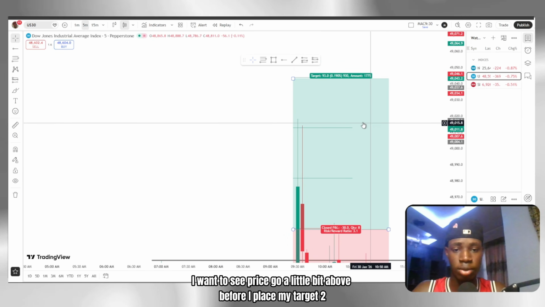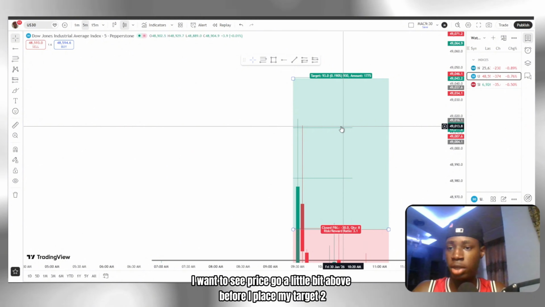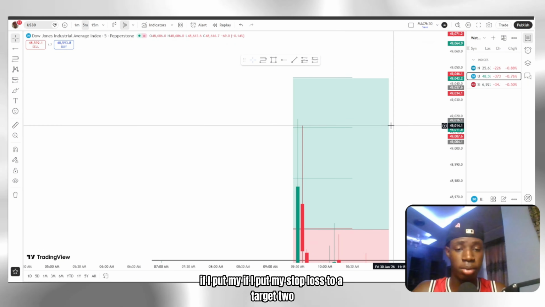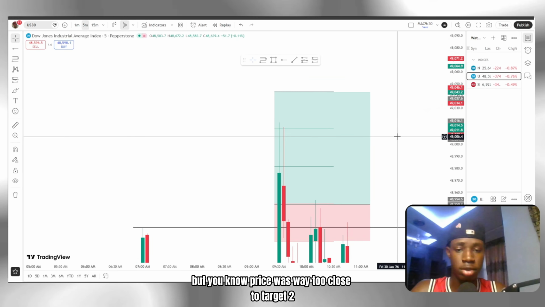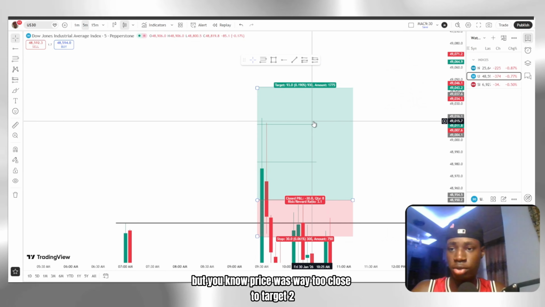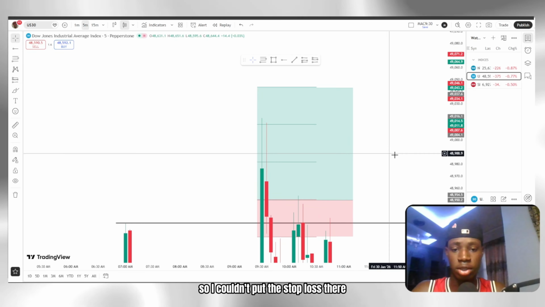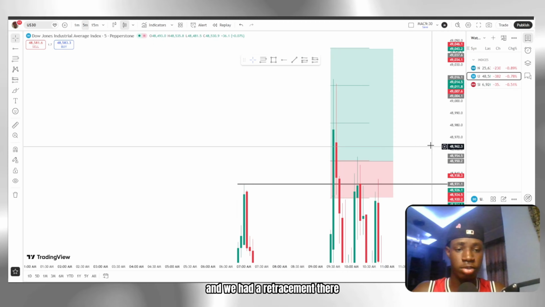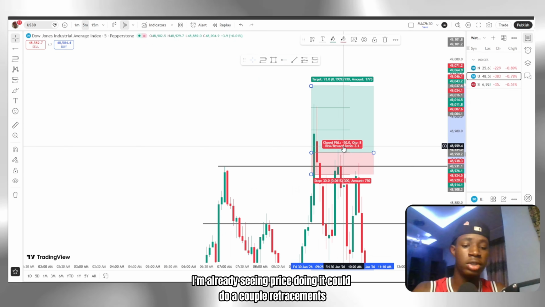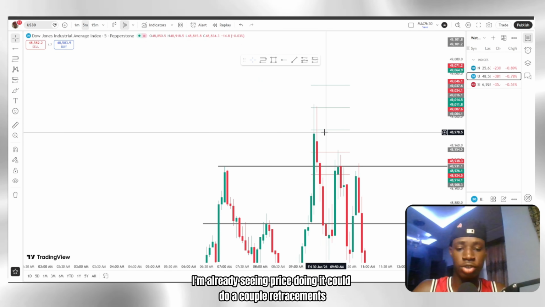I want to see price go a little bit above before I place my stop loss at target 2. But price was way too close to target 2, so I couldn't put the stop loss there. So all I did was put my stops to break even, and we had a retracement there. At this point, I'm already seeing price could do a couple of retracements.